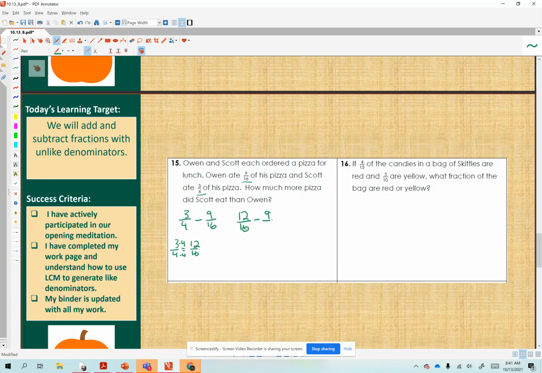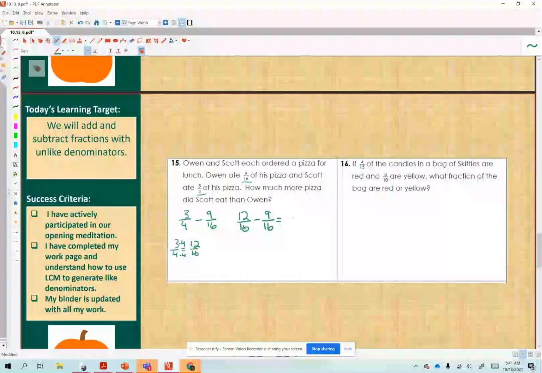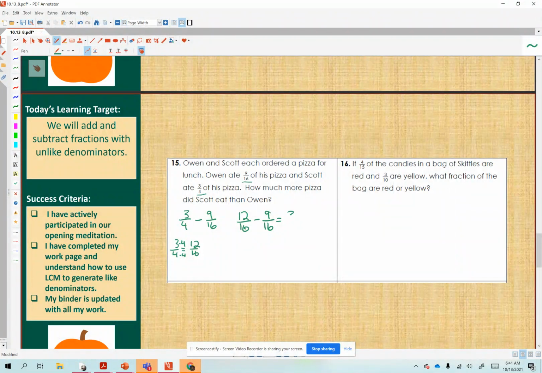12/16 minus 9/16, which equals 3/16. And we're talking about pizza. So Scott ate 3/16 more pizza. And that's our final answer.